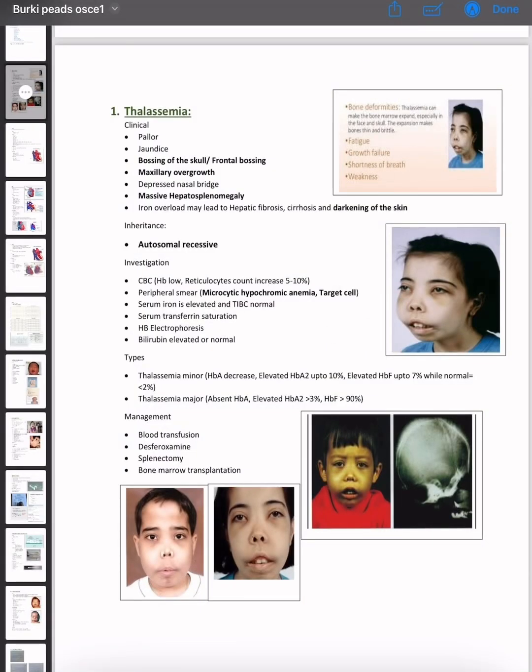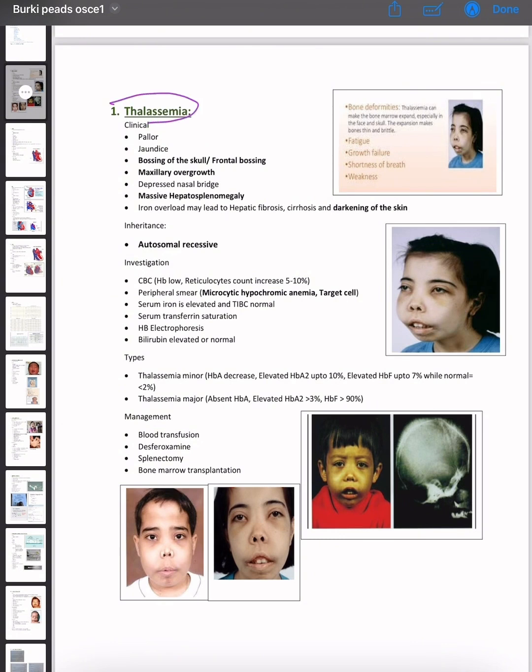Hello everyone. Okay, so we are starting the OSCE preparation of pediatric subject. We will discuss some common clinical cases and the instruments and whatever which is important for the OSCE of pediatrics. We will start from the first clinical case, that is thalassemia.